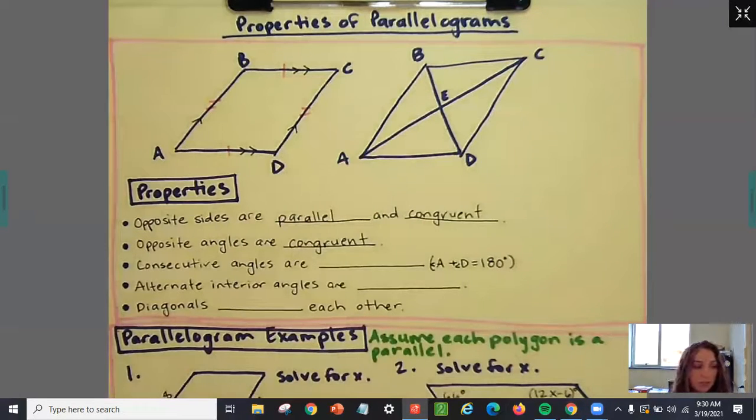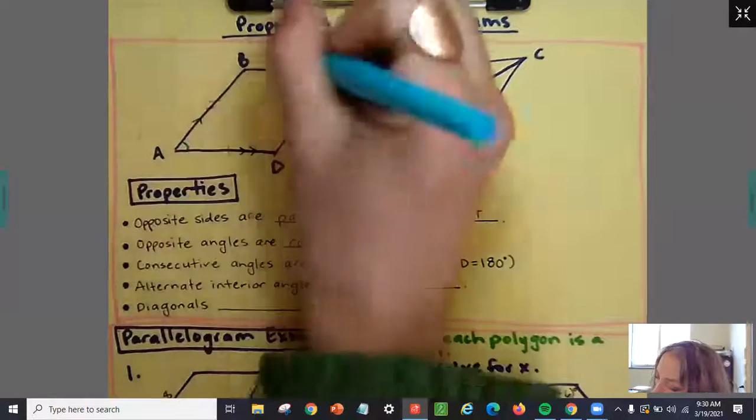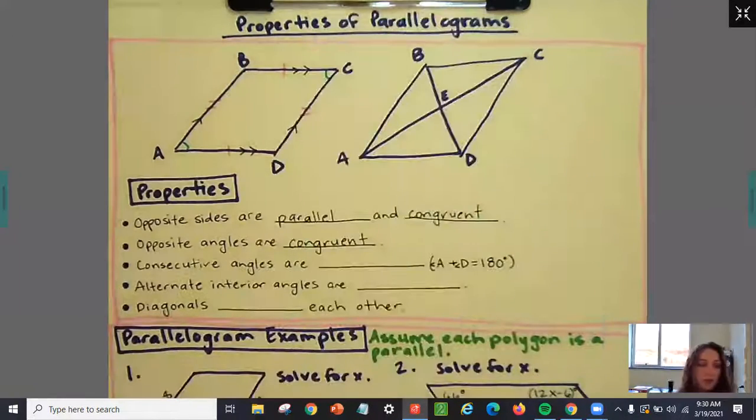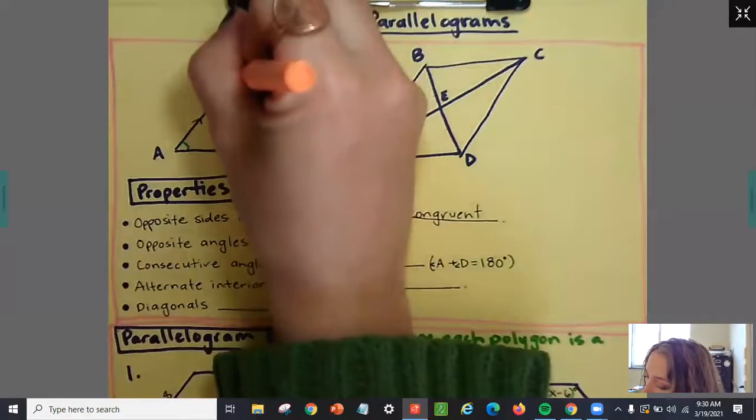Okay, so we're just going to mark this on our diagram as well. That means that angle A is congruent to angle C, and then we also know that angle B is congruent to angle D.